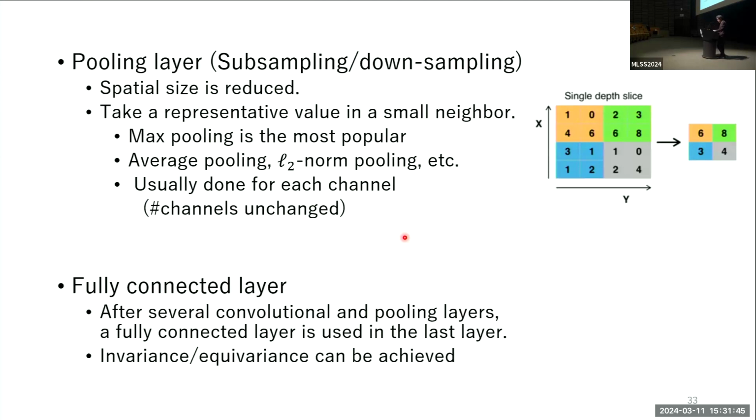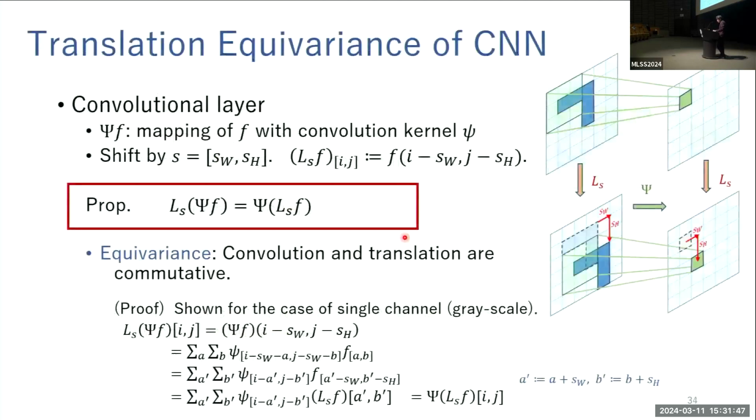Okay, that's our basic facts about the convolutional neural network. And the convolutional neural network achieves translation equivariance. Well, I will explain this one using this figure. The convolutional layer applies a spatial filter after shifting. And translation equivariance means that if the original signal is shifted, then the output is shifted by the same amount.